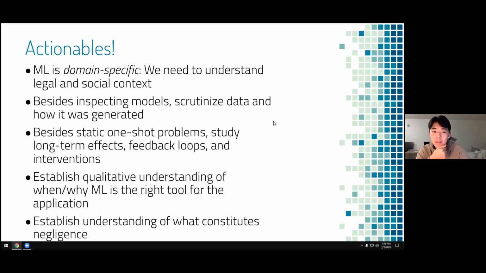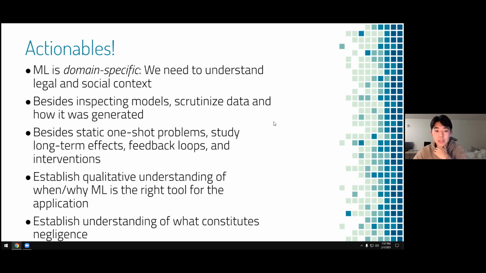Another thing that is particularly relevant now is we want to establish a qualitative understanding of when or why machine learning is the right tool for a particular application. Again, I'm sure you guys have seen a lot of different companies use AI or machine learning or data science as buzzwords, but we want to be really critical of why we use these systems, when we use them, and what are appropriate use cases, so that we're not injecting unneeded bias into systems that would benefit greatly from not using ML, particularly within human-facing products.